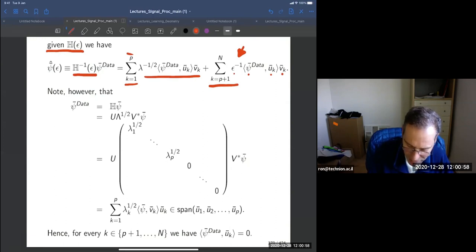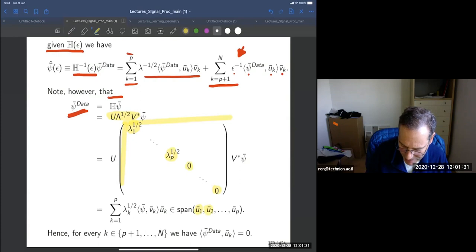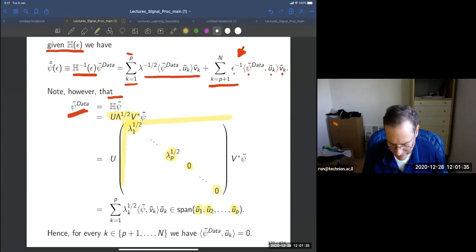But, and this is very important, if we look at psi data, we know that it is the outcome of the multiplication of H by psi. And if you write H explicitly using the SVD, it would be nothing but the singular values, and there is zero after P, which means that they should reside only in the subspace of the first P vectors of U. Why? Because this is a linear combination of the first P vectors of U. This is what is going on here.